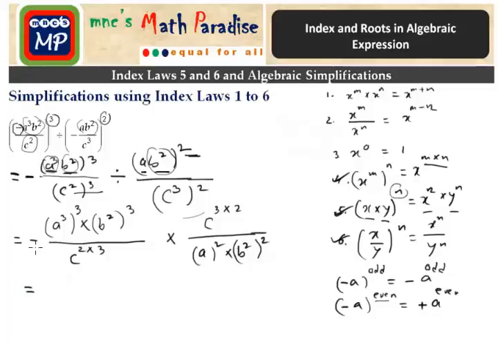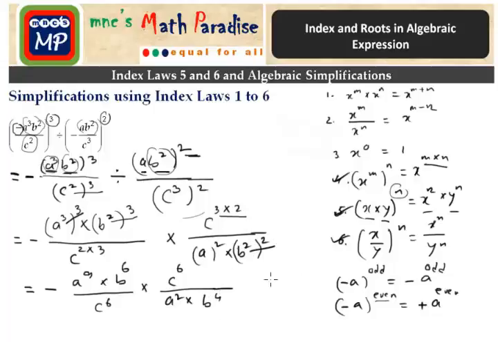So now a to the power 3 to the power 3 will give us a to the power of these two powers multiplied, so 3 times 3 will give us 9. b to the power 2 to the power 3, these two powers will multiply, so 2 times 3 will be 6, divided by c to the power 6, since c to the power 3 times 2 is c to the power 6, divided by a square times b to the power 2 to the power 2, power on power, so 2 times 2 will give us b to the power 4.